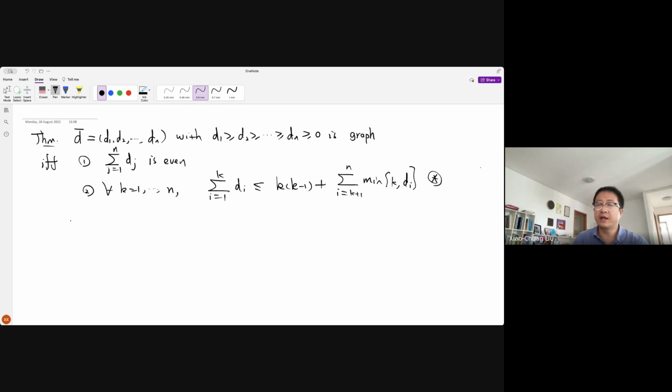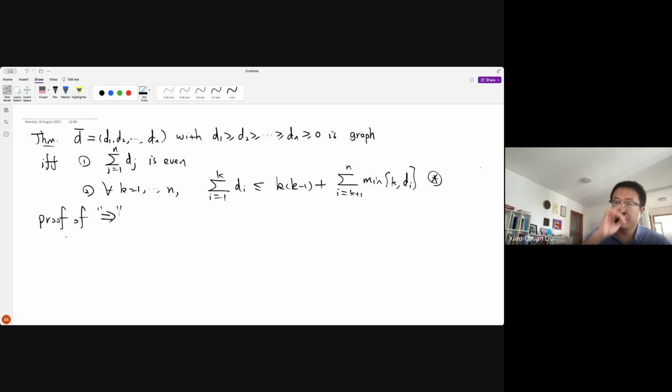Okay. The proof, I think I will not give the full proof. One direction is very complicated. So let's first prove this direction, and the other direction is fairly complicated. I think I will only give the key idea, and ask you to think a little more after class. So this direction I will give the full proof.